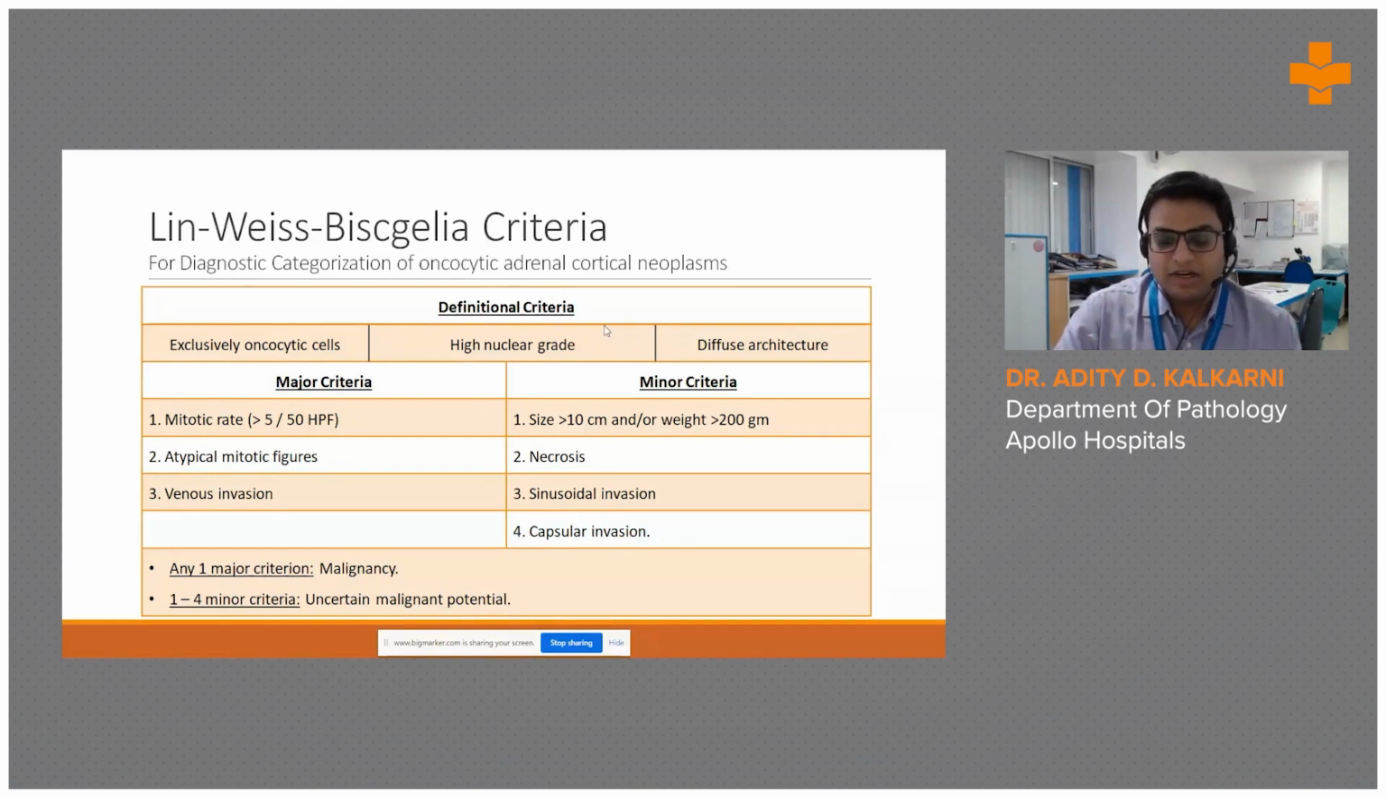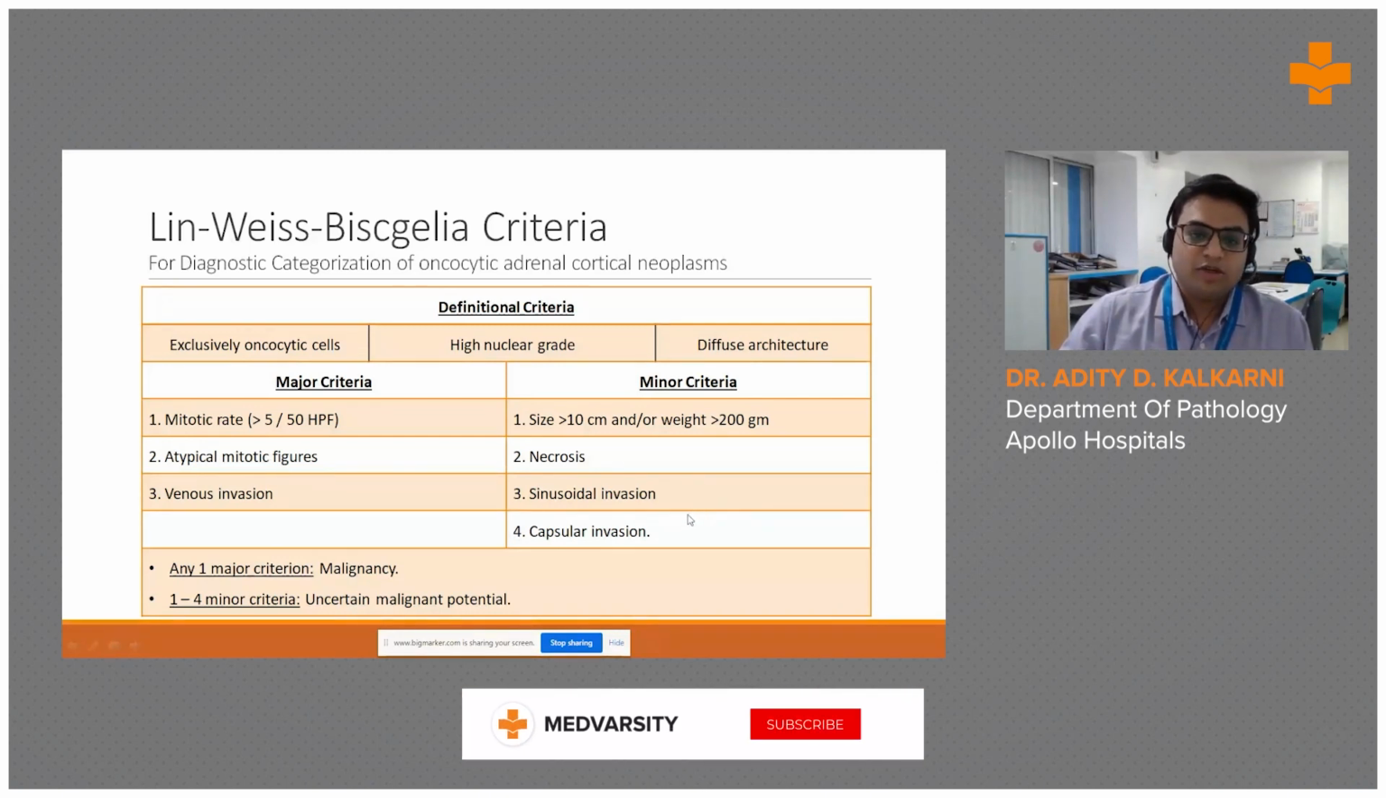indicate uncertain malignant potential. So in our case, for example, the tumor was around 13 centimeter. It weighed definitely more than 200 gram. We did not have any necrosis in the multiple sections that we saw. There was sinusoidal invasion and there was capsular invasion. However, there was no venous invasion. So this particular case was best diagnosed as a tumor of uncertain malignant potential.